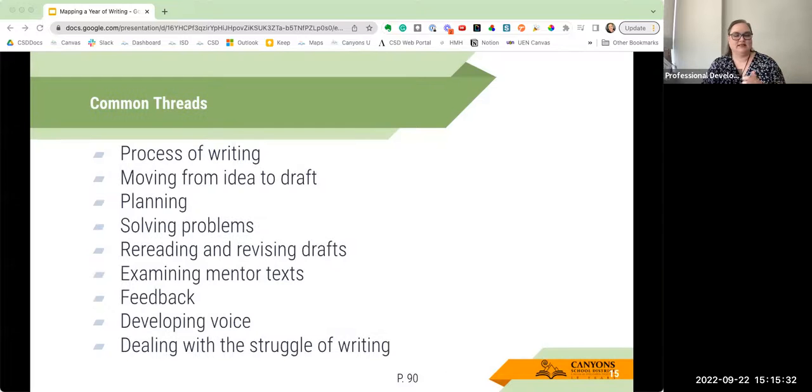So here's a list. This is page 90. I tried to shorten what threads they identify for our teachers who are here who are not ELA teachers and don't have a copy of 180 Days. But these are things that you're going to hit every time you do a writing piece.